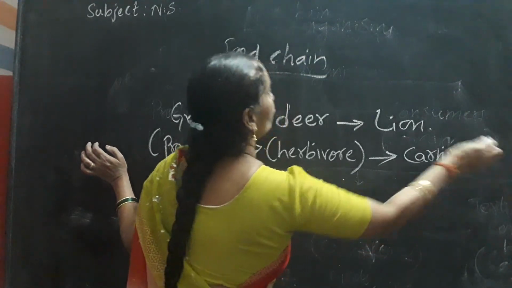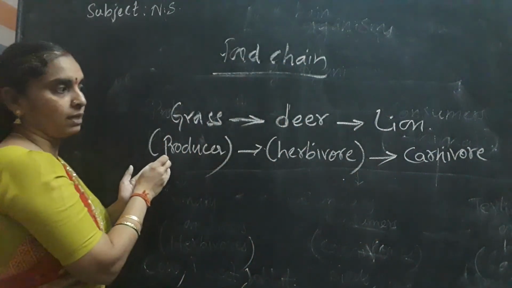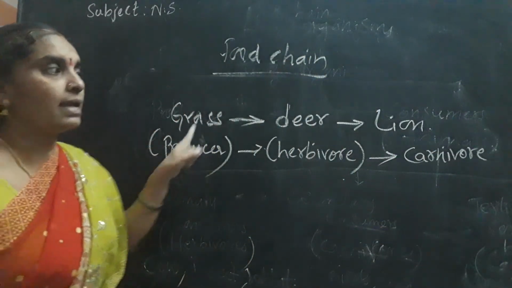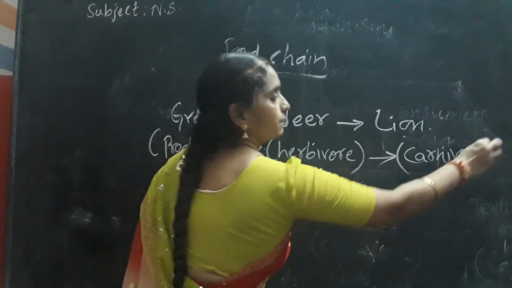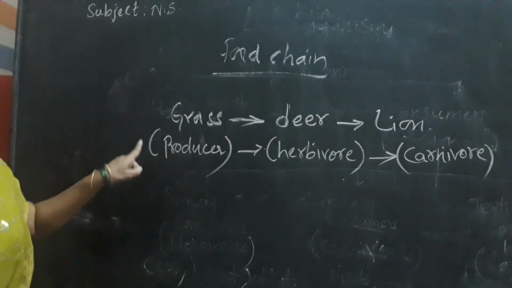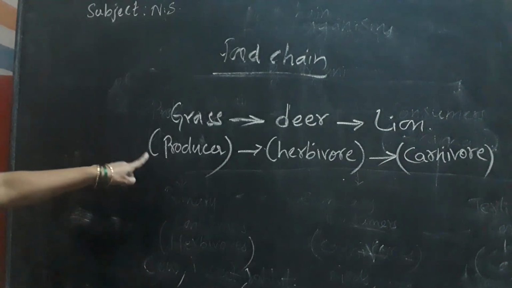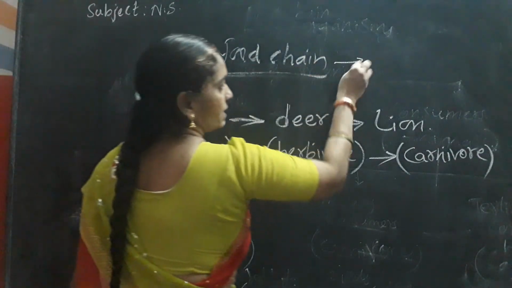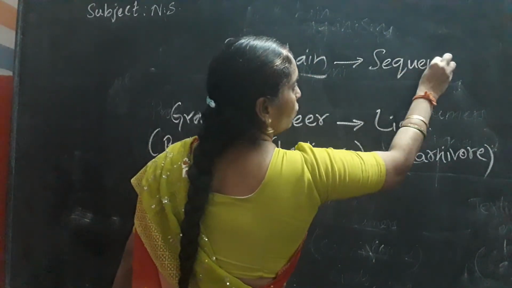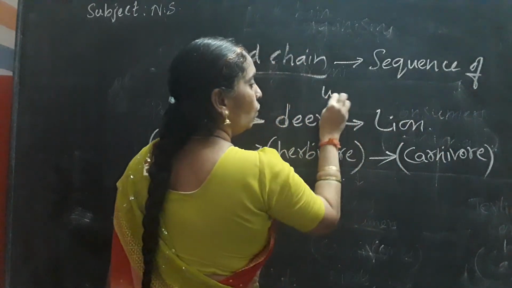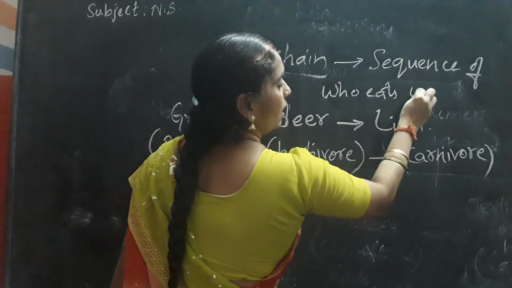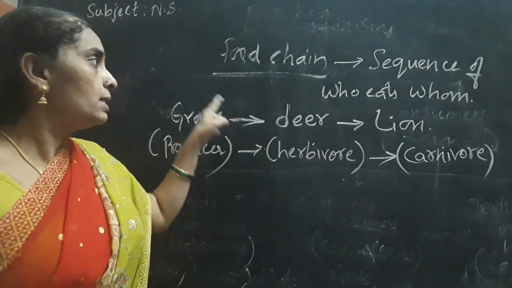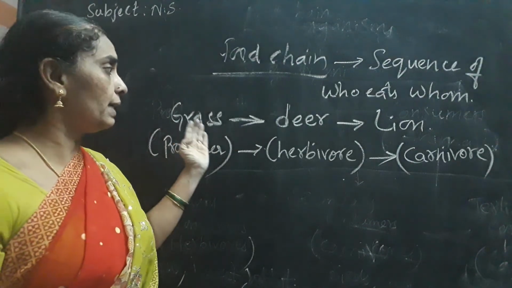So always the food chain starts from the producer and ends in carnivores. Did you understand, children, now? So this is called a food chain. It is a sequence of who eats whom. Food chain is a sequence of who eats whom. The link between plants and animals for food. That is, which one eats which one.